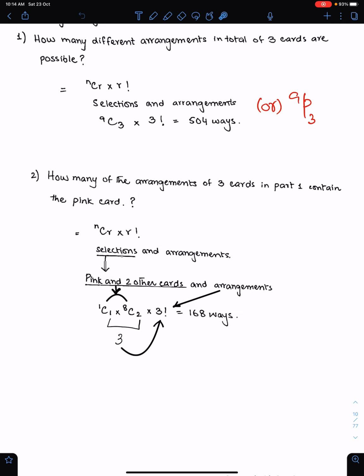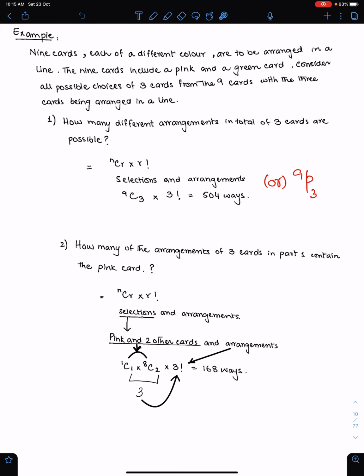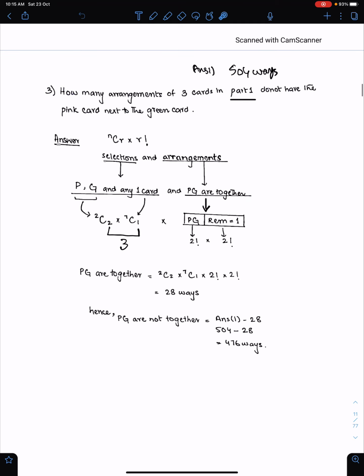In this question, selections were restricted. We must have 1 pink card with 2 other cards. So for the pink card, write 1C1, and for 2 other cards, write 8C2. Altogether we have selected 3 cards. Now we just need to arrange them randomly, 3 factorial, according to this formula. So selections were restricted in this part. But the next part is very important.